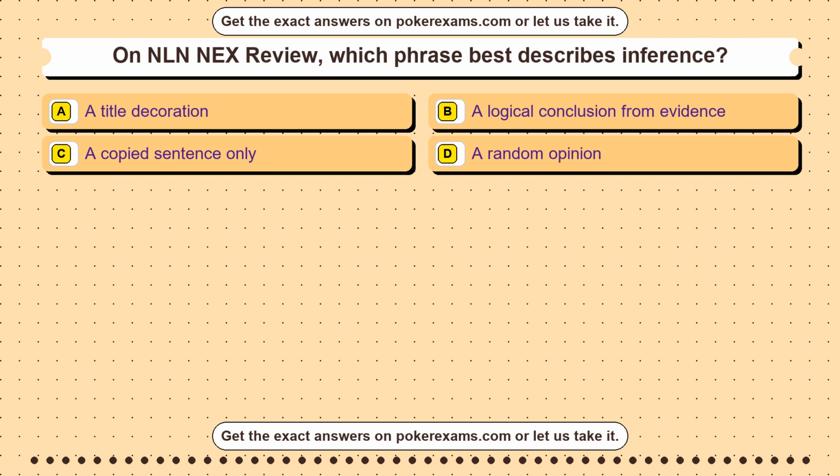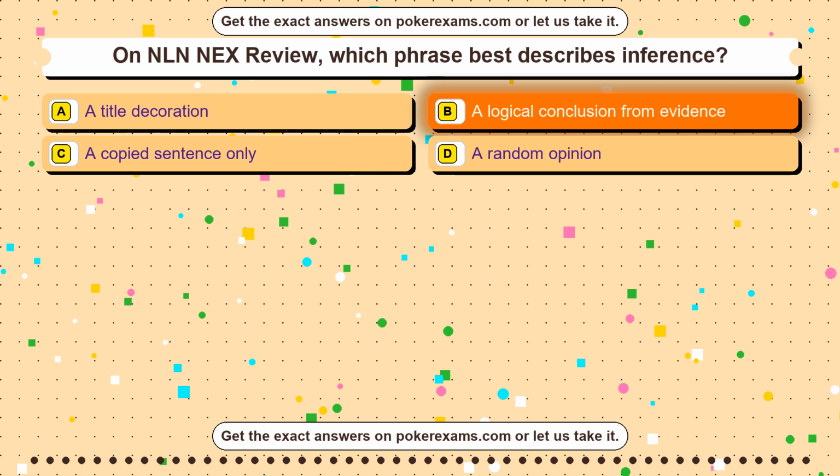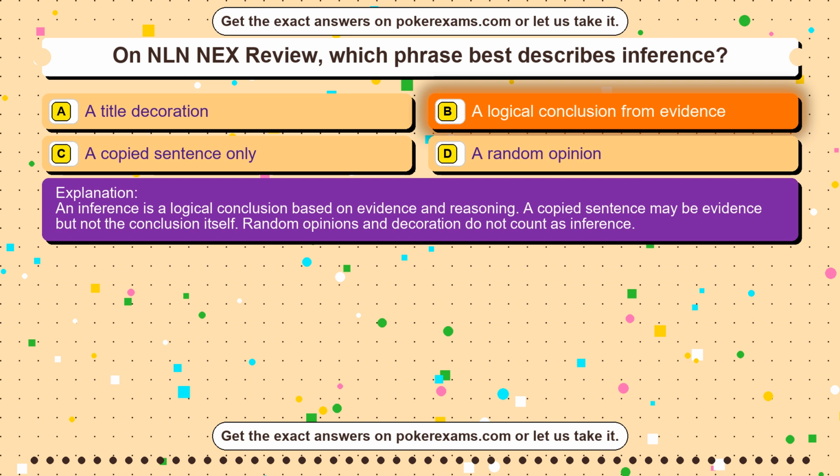Question 44. On the GED reading practice test, which social studies skill checks whether a source can be trusted? Option A, finding area. Option B, evaluating credibility. Option C, solving equations. Option D, balancing reactions. The correct answer is option B. Evaluating credibility means judging whether a source is reliable and useful. Solving equations is math, balancing reactions is science, and finding area is geometry. Source reliability is central to social studies reading.